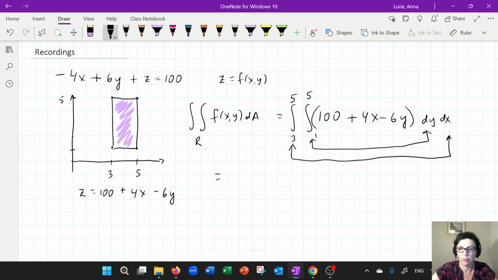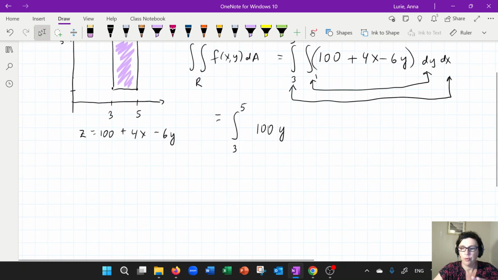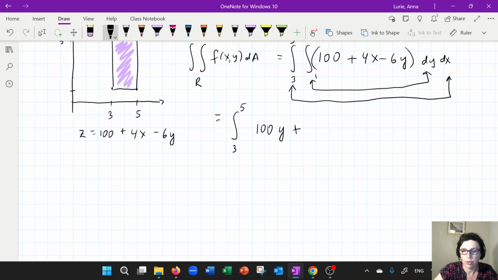So let's see if we can find the volume of that solid. Okay, so first we're going to integrate it with respect to y. So 100 integrated with respect to y will just be 100y. Okay, and then 4x integrated with respect to y. So think of 4 and x both just numbers because this is just integration with respect to y. So a term that doesn't have y, you just multiply by y. So this is going to be 4xy. Okay, then 6y integrated with respect to y. So you should know that integral of y is y squared over 2. So this will become 3y squared.